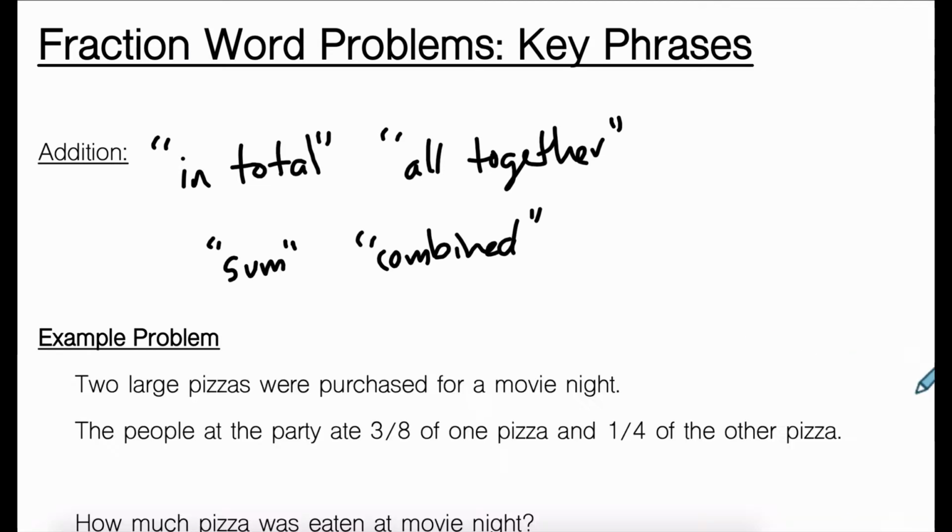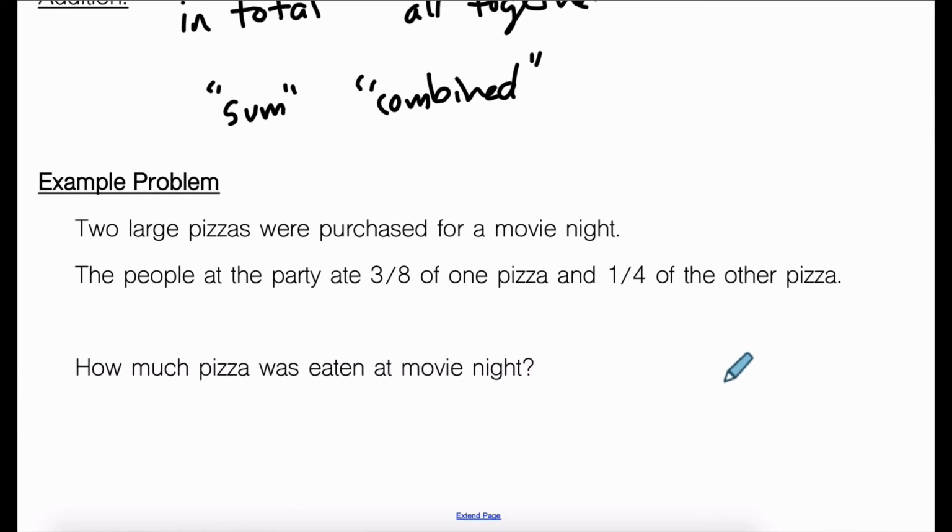The example that I have for you says this. 2 large pizzas were purchased for a movie night. The people at the party ate 3/8 of one pizza and a quarter of another pizza. How much pizza was eaten at movie night?